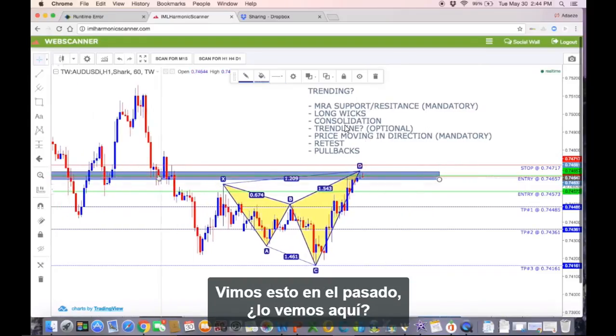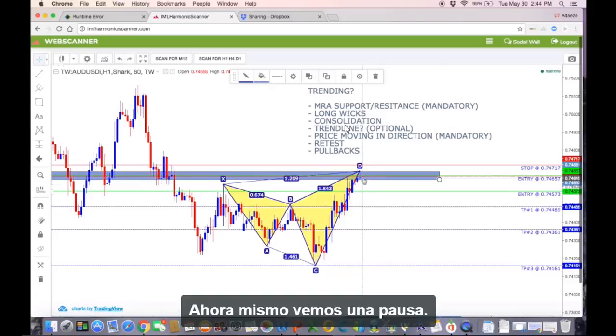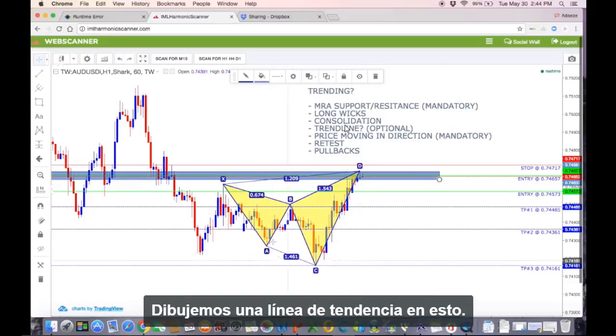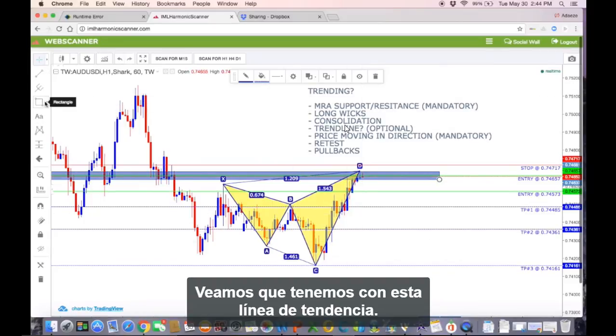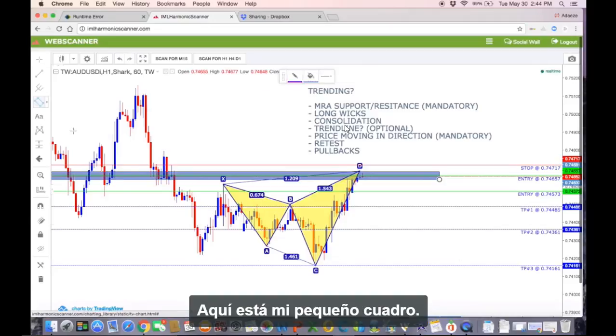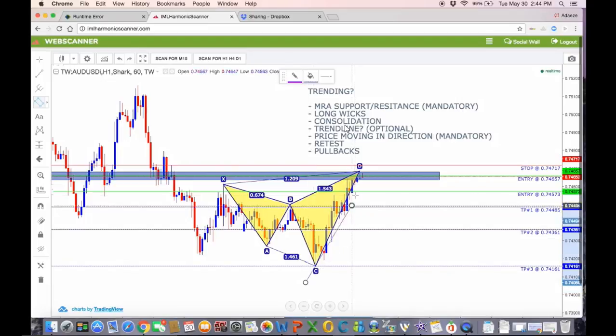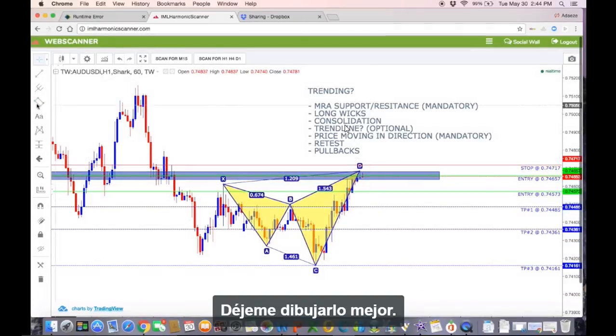Okay, so now, what are we looking for? Consolidation. Well, we see it in the past. Do we see it here? Right now, we see a pause. Let's draw a trend line on this thing. Let's see what we got going on with our trend line. Here's my little box here. All right, I could have drawn that better. Hold on, let me draw that better.